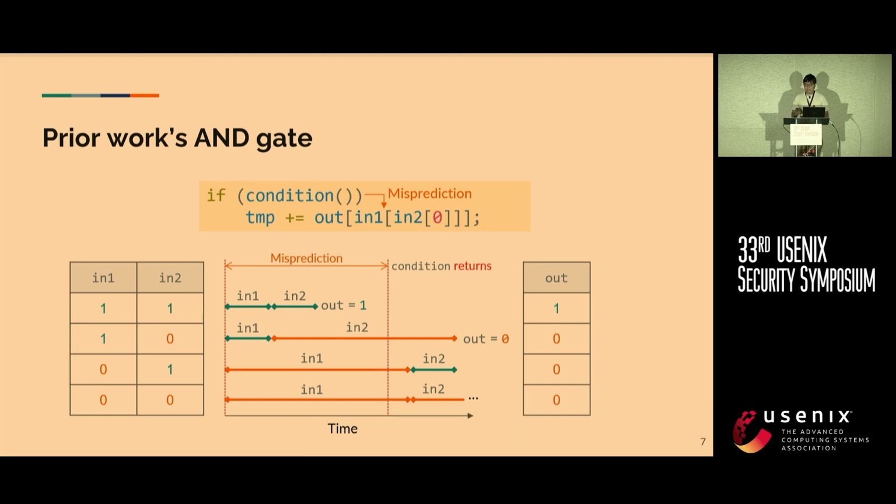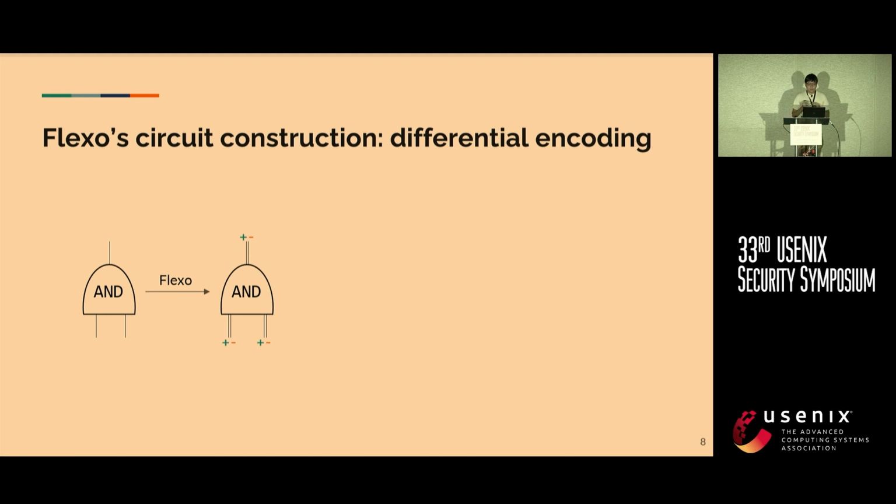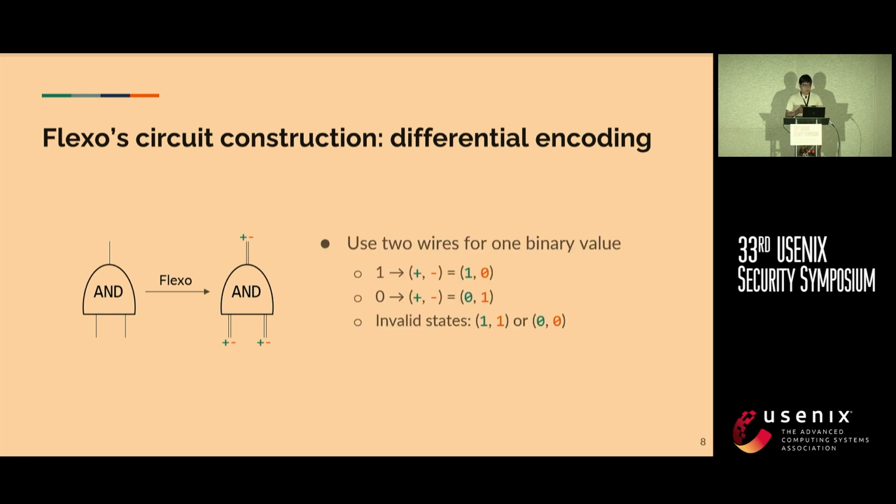Prior work has used similar techniques to build other logic gates like the OR gate and the NOT gate. But our work does not follow this design, as we propose a new circuit construction for our Flexo weird machines. Our new circuit construction adopts differential encoding for binary values, where we use two wires to represent a bit. We call these two wires the plus wire and the minus wire. To represent the binary value 1, we set the plus wire to 1 and the minus wire to 0. For the binary value 0, we do the opposite and set the plus and minus wires to 0 and 1.